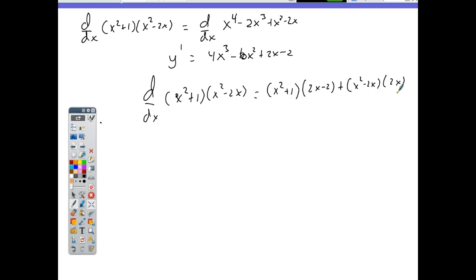We should have got what we did by foiling, right? So let's do this. I got 2x to the third plus 2x minus 2x squared minus 2 plus 2x to the third minus 4x squared. Simplifying, I got 4x to the third for these two, minus 6x squared, a plus 2x and a minus 2. Any chance that's what it's written up there? Yes.